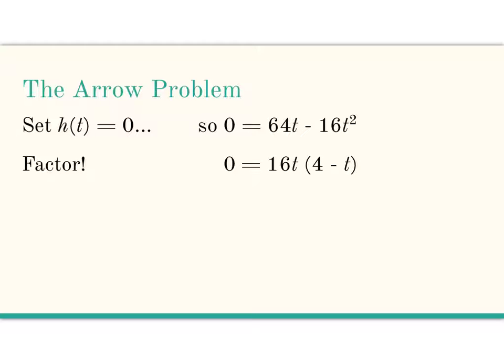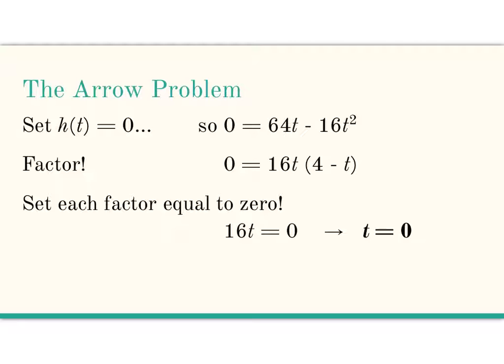First thing we'll do is replace that h of t with 0 because we're interested in a height of 0. So we have 0 equals 64t minus 16t squared. We'll factor by GCF to pull out a 16t from both terms. 64t divided by 16t gives you 4. So that's where the 4 in parentheses is coming from. 16t squared divided by 16t leaves you with t. So the common factor of 16t leaves behind a second factor of 4 minus t.